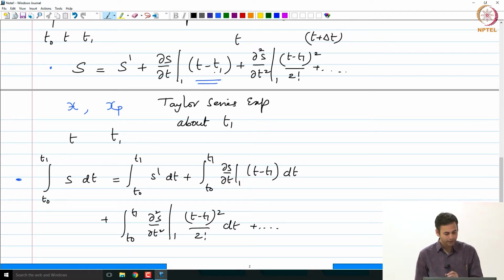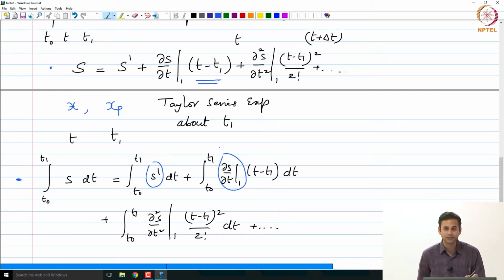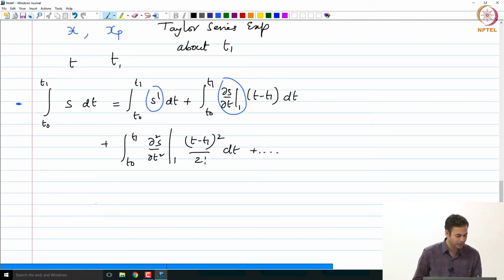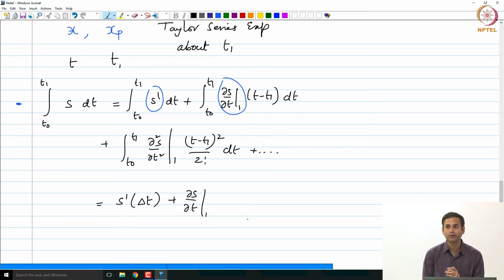No? Okay, this is good. Then what will be the values of S1 and partial S partial T at 1? These are all constants, right. So, can you integrate the right hand side and tell me what it would be? This would be S1 times integral dt, T1 minus T0, which is delta t, plus partial S partial T at 1 times the integral of T minus T1 dt. Again we have to use some other variable, some p or something, and change of variables. If I use a change of variables, what will be the limits?